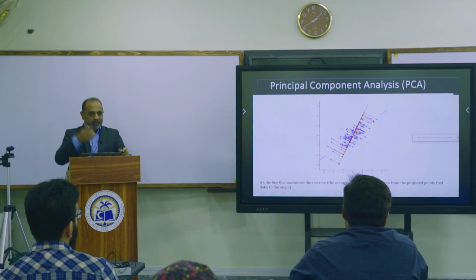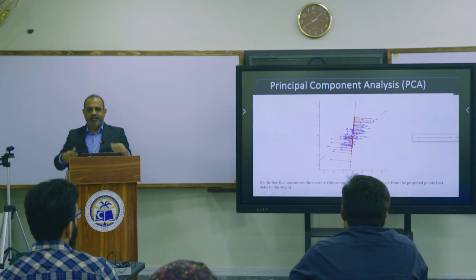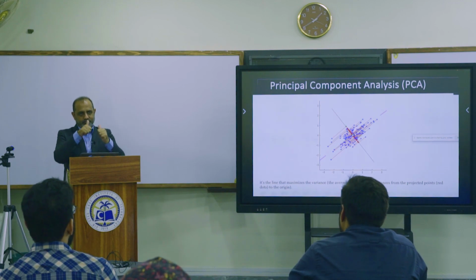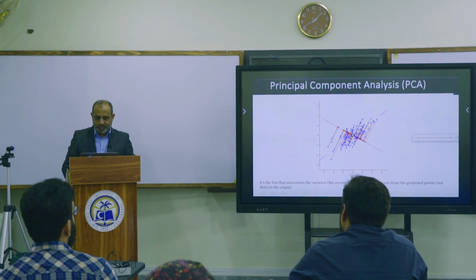So we know where the pink line is, that is the eigenvector for this problem. This is the vector. We say I'm happy with this. So now let's move to the next application.